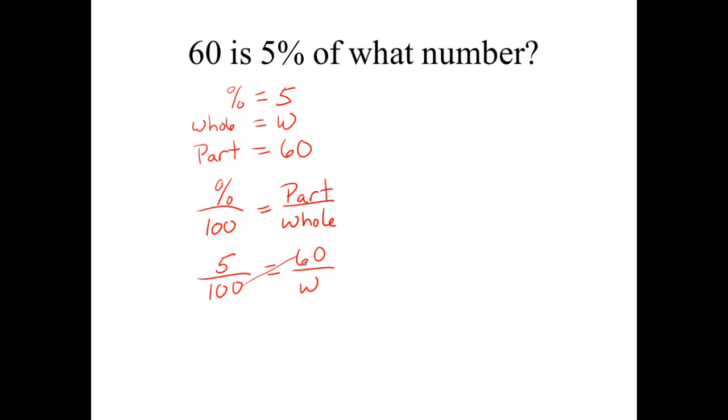We'll cross multiply. 60 times 100 is 6,000, and we get 5w when we cross multiply, 5 times w. The 5 is multiplied times the w, so to undo multiplication we will divide by 5. And 6,000 divided by 5 is equal to 1,200. The 5's divide out. So 60 is 5% of 1,200.